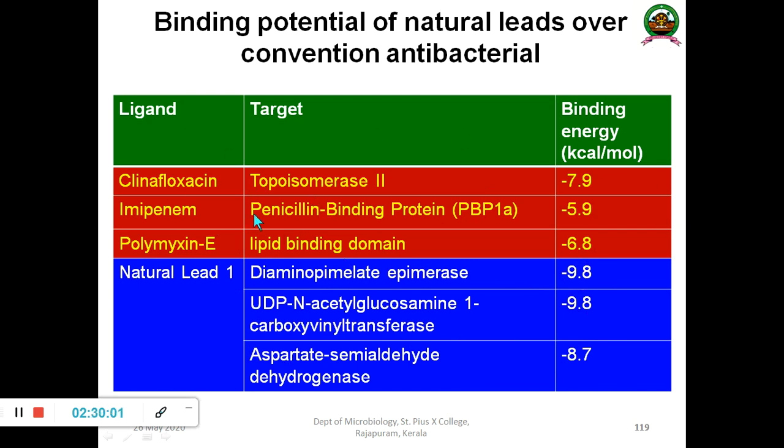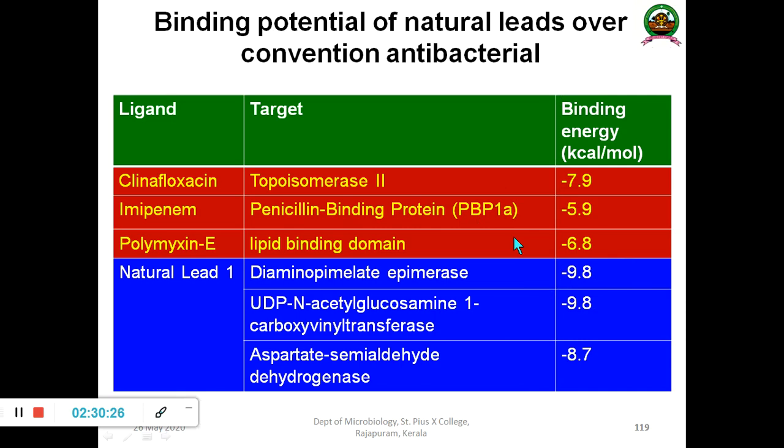These are the controls, in comparison with the WHO-approved drug clinafloxacin, whose target is topoisomerase 2, and imipenem, a last-line drug, whose target is penicillin binding protein. It has a binding energy of minus 5.9. Polymyxin, with the lipid binding domain, has minus 5. So you can see that our theoretical binding energy is much better than that of the experimental binding energy.